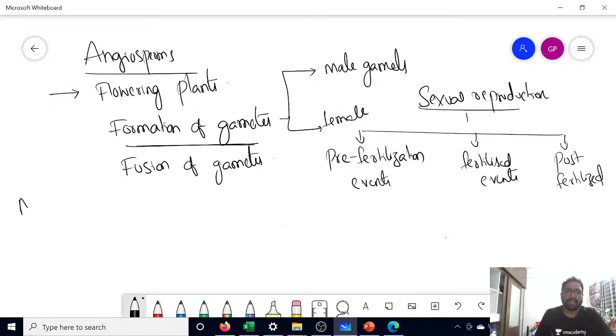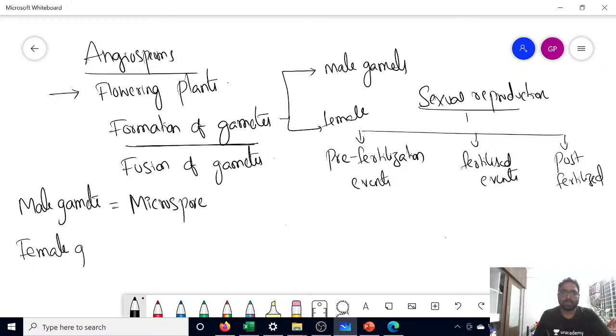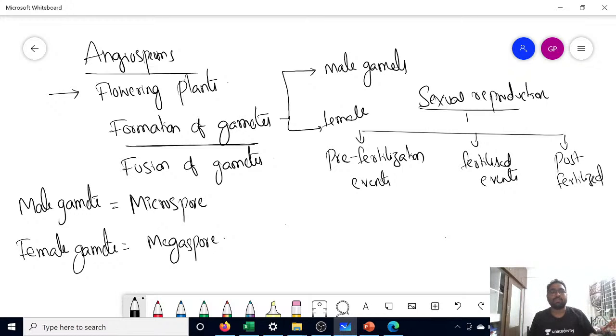The male gamete is called microspore. Male gamete is called what, students? Microspore. And whereas the female gamete is called megaspore. So male gamete is microspore, whereas the female gamete is called megaspore. Now let me clear what a microspore is.